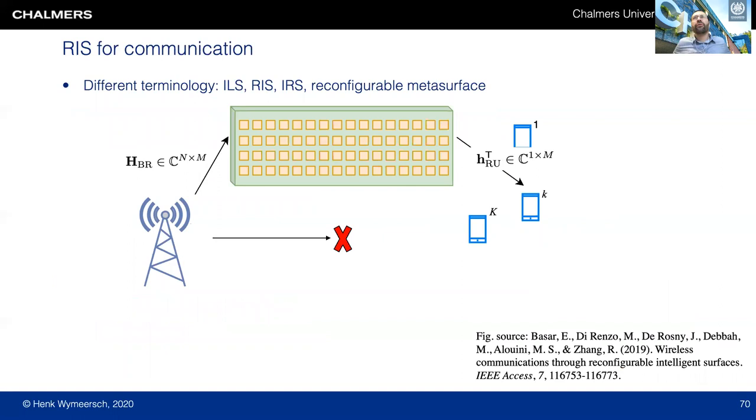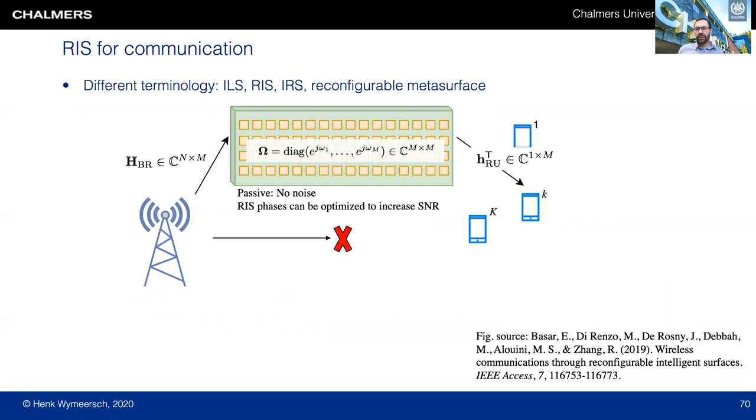The first one here is the use of intelligent surfaces for positioning. Intelligent surfaces are now widely studied for communication purposes. And the story is more or less as follows. You have a base station, you have users, the line of sight could be blocked, so you don't have a good link between the base station and the users, but you have this intelligent surface.